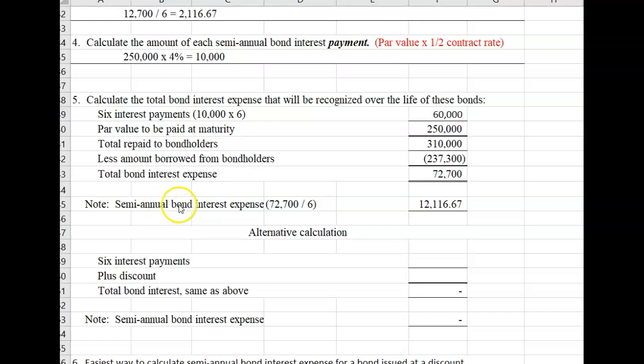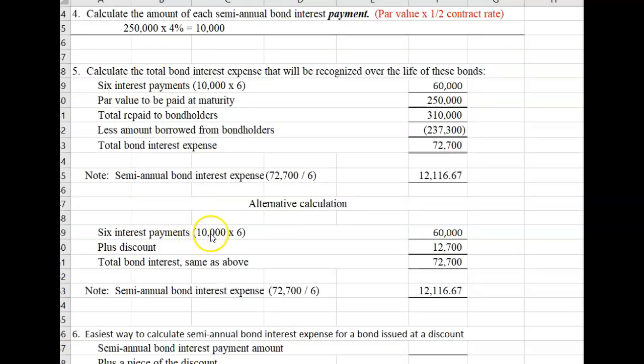Therefore, the semi-annual bond interest expense on a straight line basis is $72,700 divided by the 6 payments we have to make, or $12,116.67. Let's do an alternative calculation of the very same thing, just a different way of thinking about it.